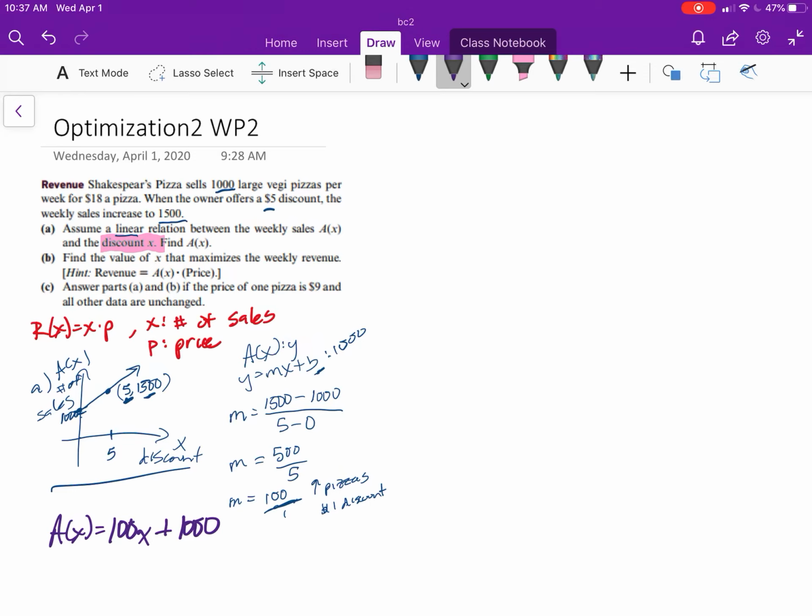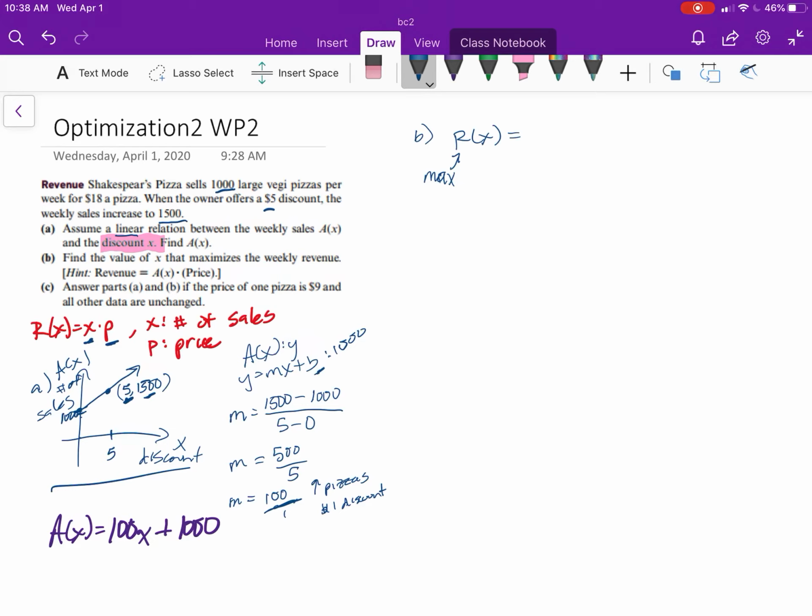Alrighty, that looks good. Part B. Find the value of x that maximizes the weekly revenue. Revenue equals A of x times the price. Okay, this part's a little tricky. So this is what we're trying to maximize, right? The money we bring in, or revenue. A of x, remember x times p.